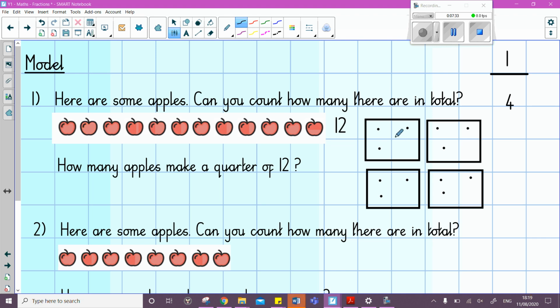And I can double check that that's right because I've got 3 here. Add 3, add 3, add 3. So 3, add 3 is 6. 6, add 3 is 9. 9, add 3 is 12.